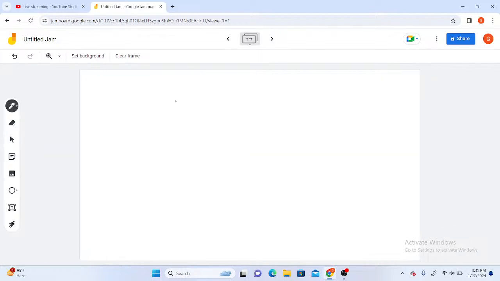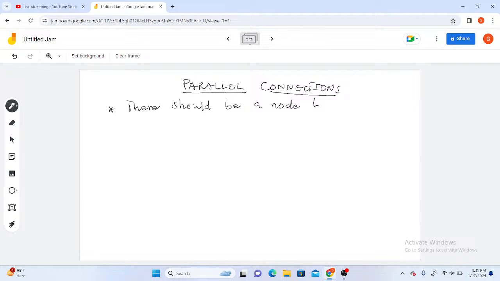Okay, so for the parallel connection of circuits, let's see the conditions applied to that. So parallel connections. For parallel connections of circuits, the condition to be satisfied is that, one, there should be a node between the two resistors.